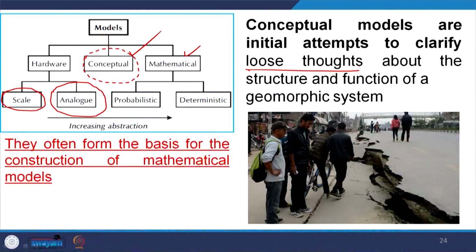So, conceptual models are the initial attempt to clarify loose thoughts about the structure and function of a geomorphic system. Once thoughts come to our mind, to prove them right or wrong, we have to refine them and relate them to the geomorphic system or the geomorphic process going on. If our thoughts are proved right and a mathematical relationship is built up, then the conceptual model is converted to a mathematical model.